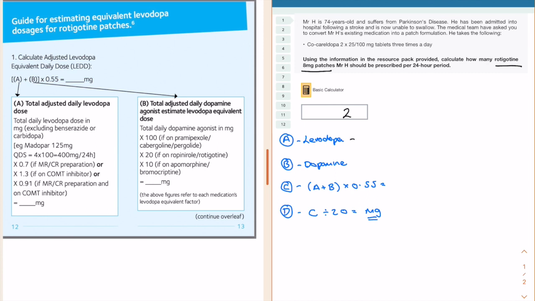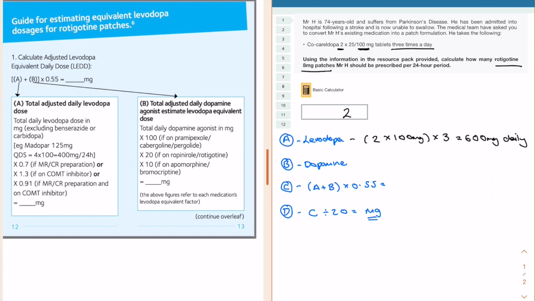So for levodopa, looking at the question up here, it's telling us they're taking 2 tablets of the levodopa, of 100 milligrams levodopa, 3 times a day. So if they're taking 2 tablets, it'd be 2 times 100 milligrams times 3 times a day. So 2 times 100 is 200 milligrams, times my 3 gives me 600 milligrams a day that the patient's taking. So 600 milligrams, that's the total daily dose of levodopa.